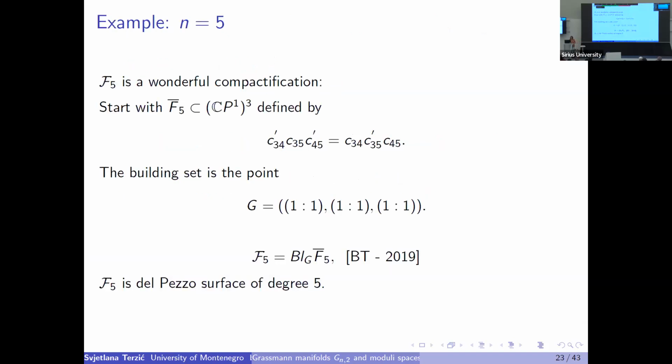Just to say how it works, say when we have F4 bar, it's CP1 cube given by this equation, and then the building set actually is this point. We blow up F4 bar at this point, and our universal space of parameters, which is going to serve our purposes, is F5. It's actually a del Pezzo surface of degree 5.